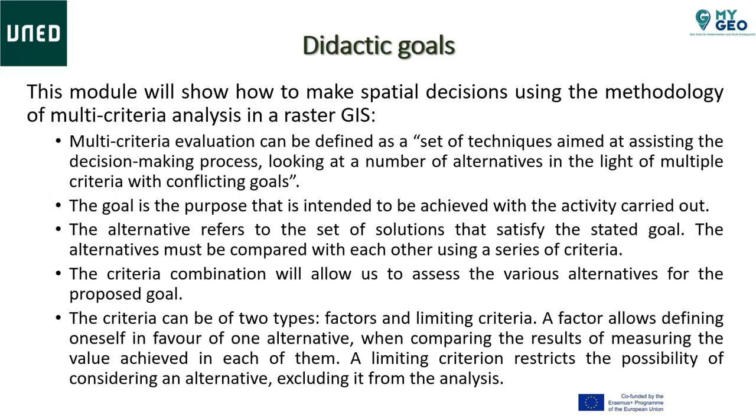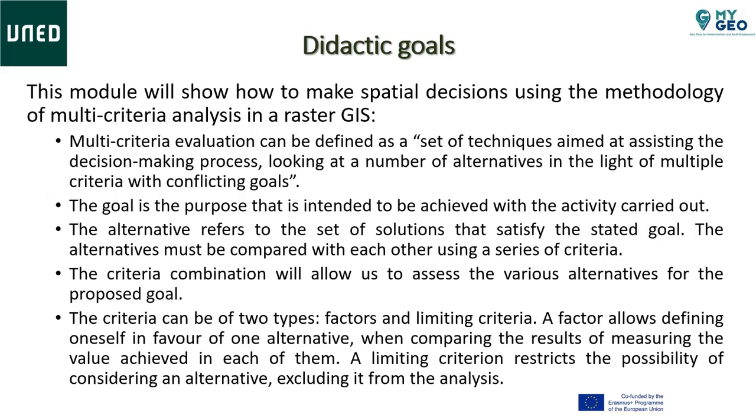From all this, we can gather a series of concepts that arise which must be specified if we want to understand the details of their application in a specific case: goal, alternative, and criteria. The goal is the purpose that is intended to be achieved with the activity carried out. In our case, the goal is the optimal location of a determined productive activity, the establishment of an industry.